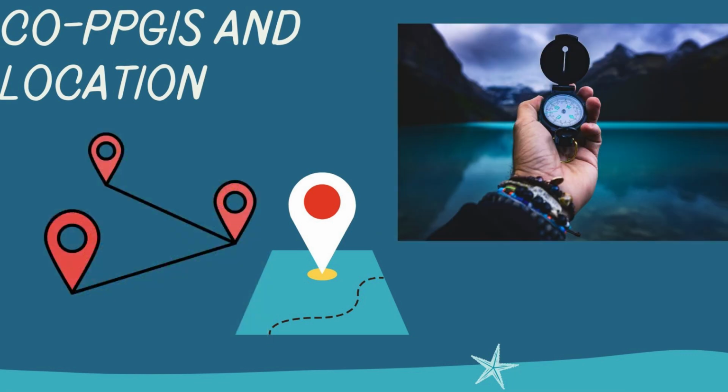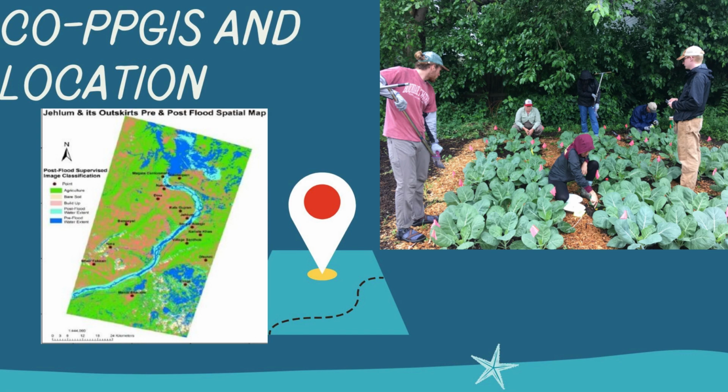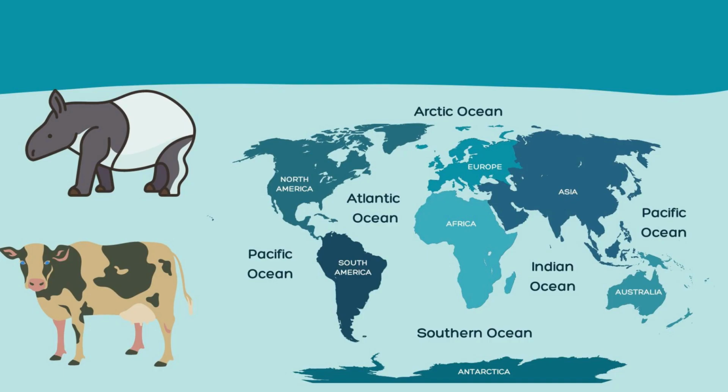By involving community members in the mapping process, it is possible to gain a more accurate understanding of the local context and identify locations that may have been overlooked by traditional mapping methods. So today, I will give you a very small example of how Co-PPGIS can be used to find out the location of herbivores, the species which are present on the planet Earth.